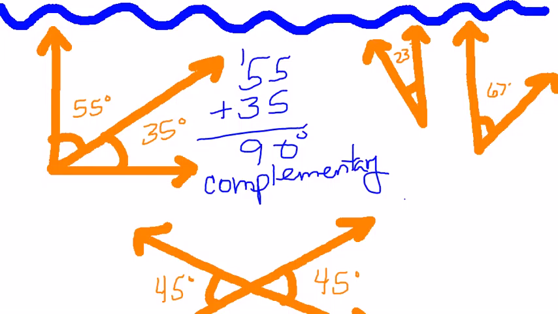If you look at our second example, we have a 23-degree angle and a 67-degree angle. So 67 plus 23 also gives us 90 degrees. So again, they are complementary. I'm going to abbreviate complementary as comp, C-O-M-P.